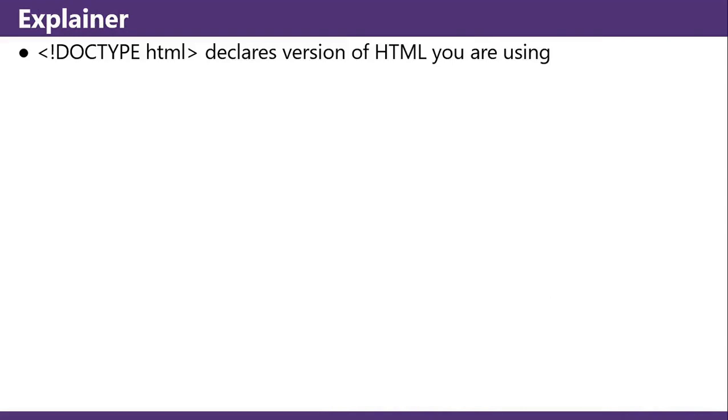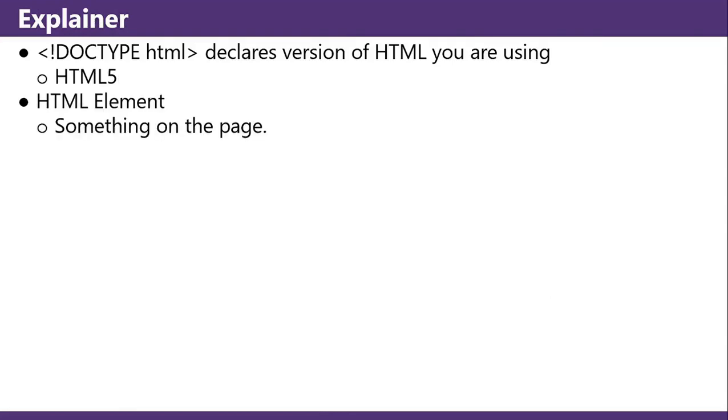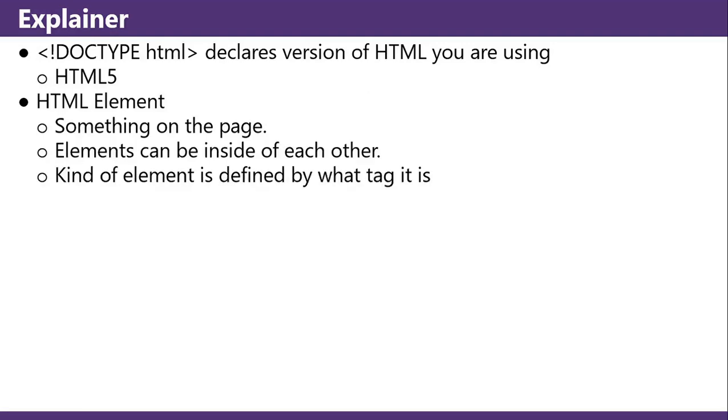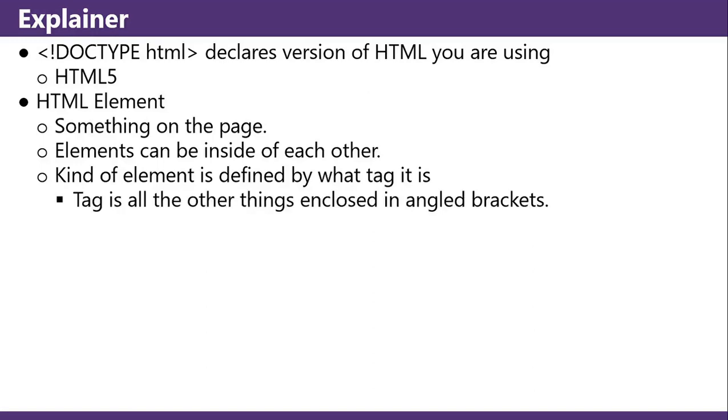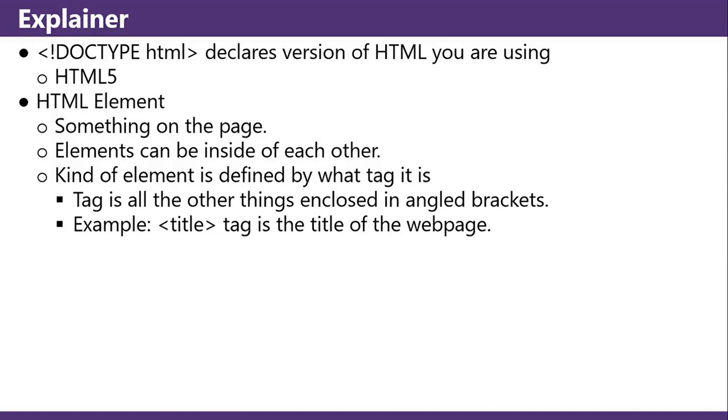Doctype HTML declares the version of HTML you're using, HTML5. An HTML element is something on the page. Elements can be inside of each other. The kind of element is defined by what the tag is. Tag is all the other things enclosed in angled brackets. Example, title tag is the title of the web page.